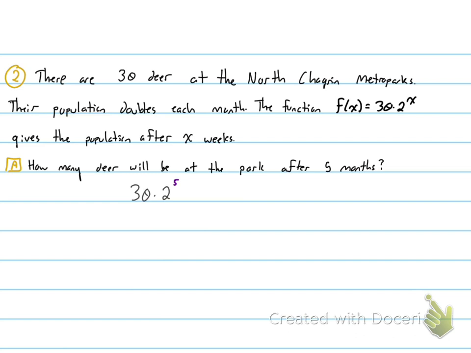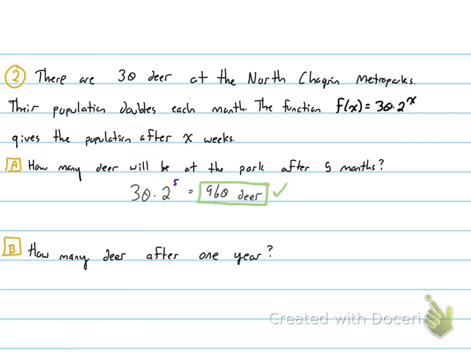We're just going to use our calculators. We would get 960 deer. I want to know how many deer would there be after 1 year. So it's important to note here, 1 year is going to be 12 months. So I'll do 30 times 2 to the 12th power, and that would be 122,880 deer.